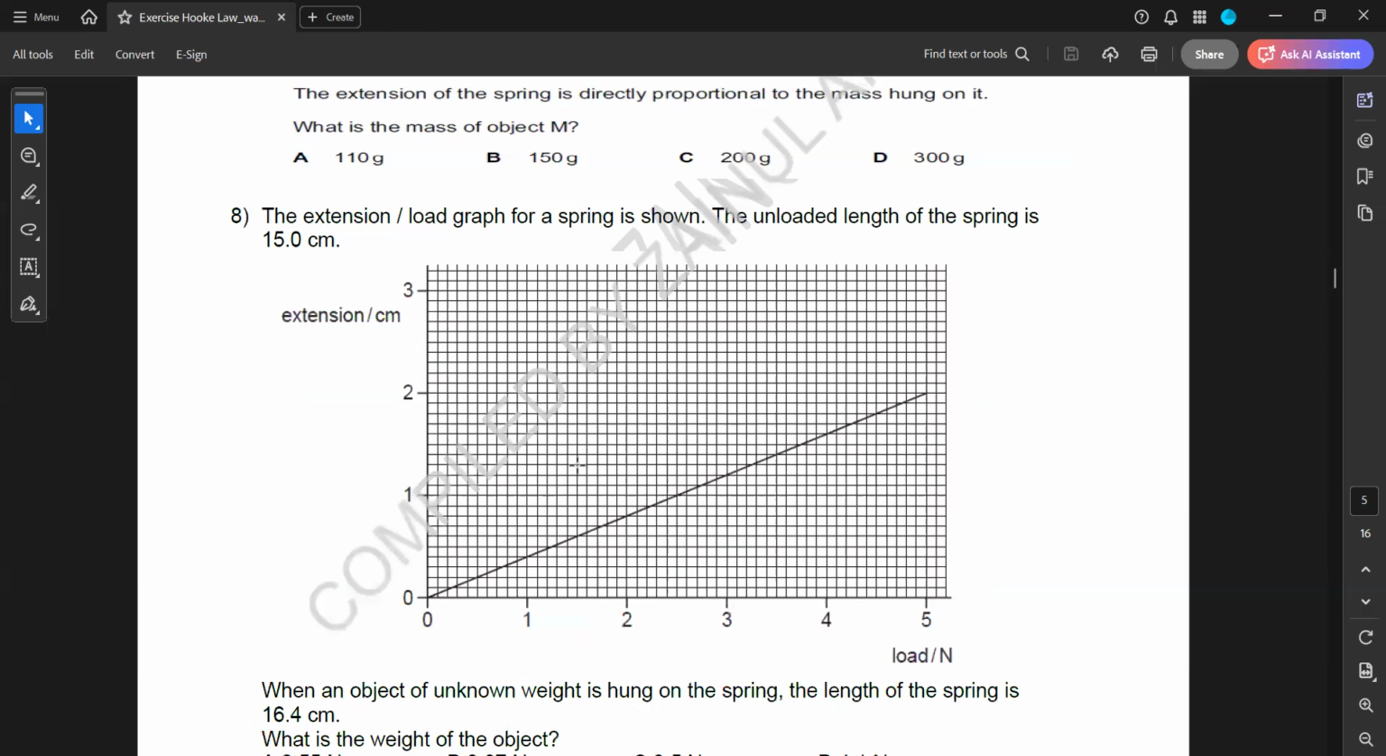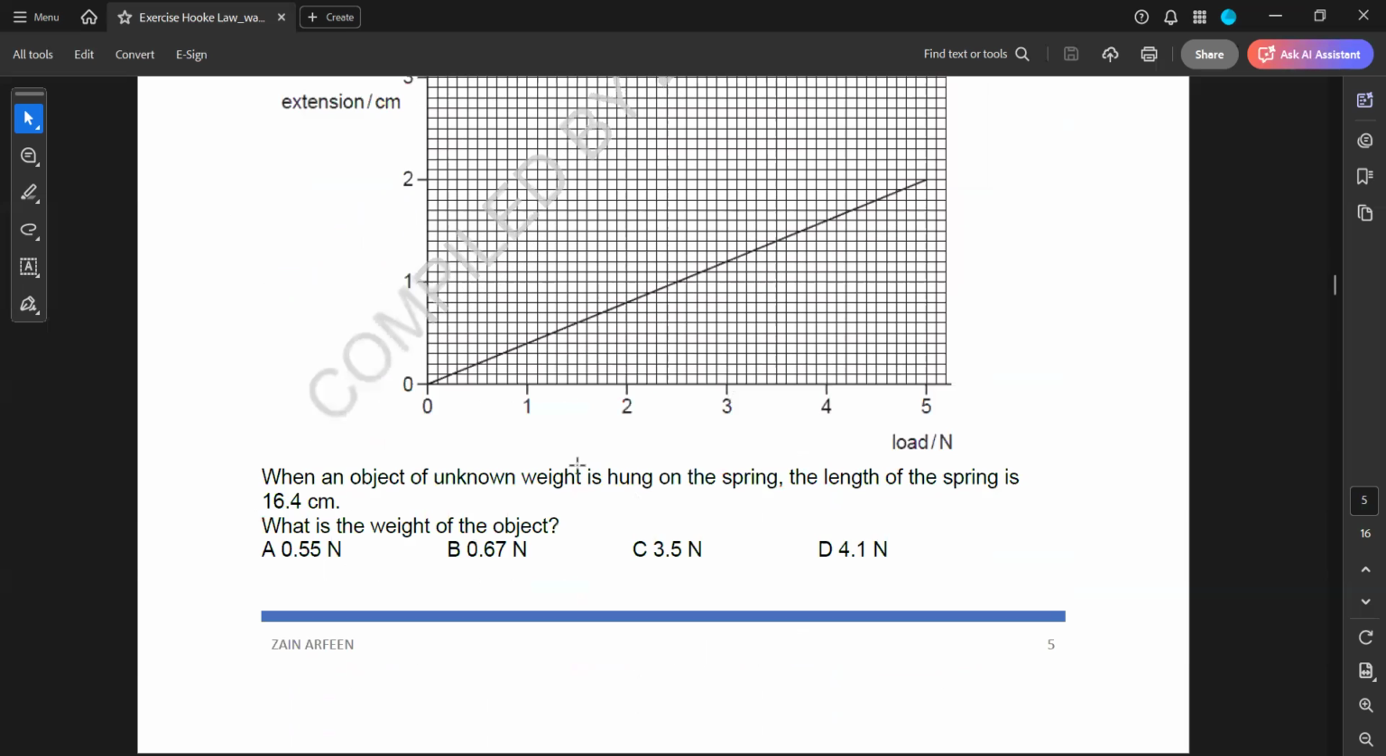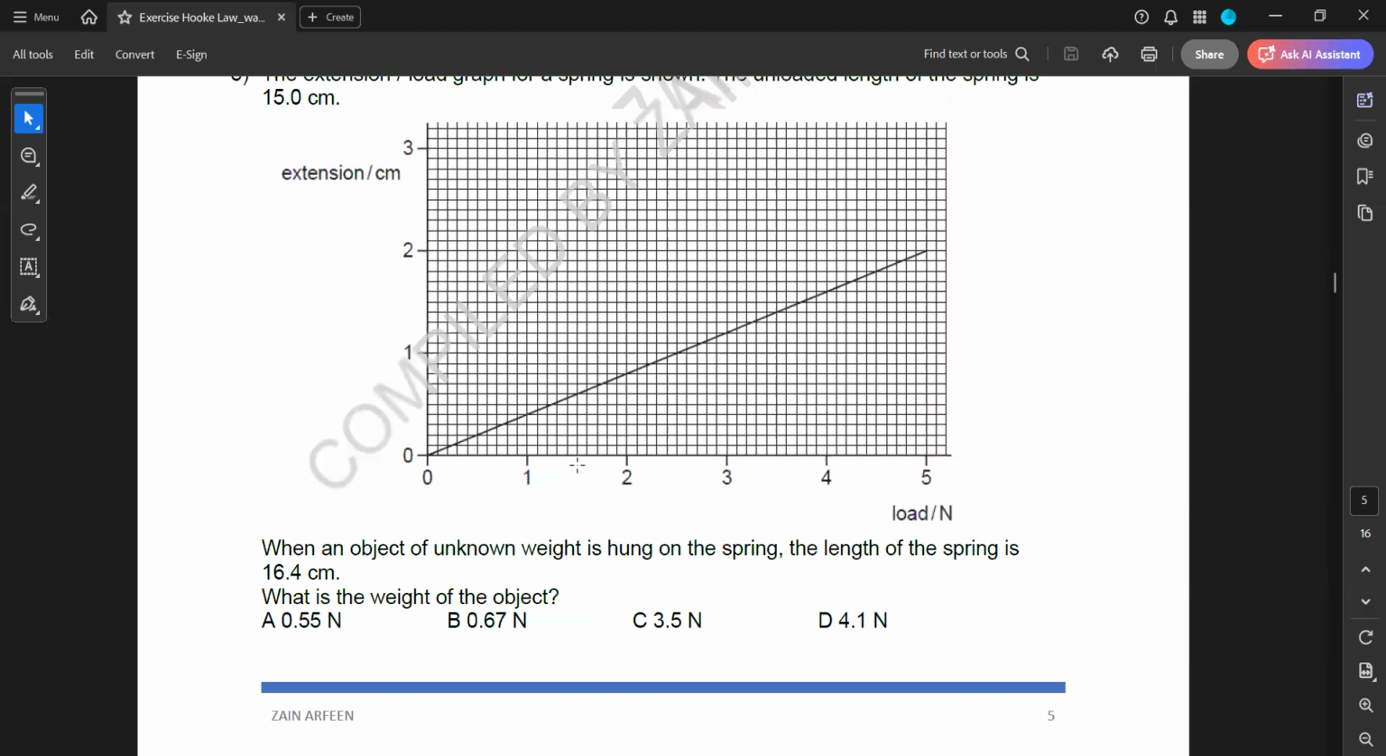Question 8, the extension-load graph of a spring is given. When an object of unknown weight is hung, the length of the spring is 16.4. Originally it is 15 and now it is 16.4. So how much is the extension? Because the graph is for extension and load. When we subtract, it will be 1.4 centimeter extension, because extension is the new length minus the original length.